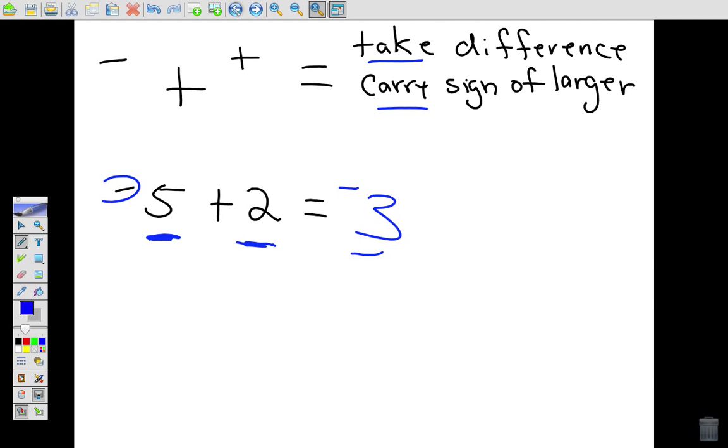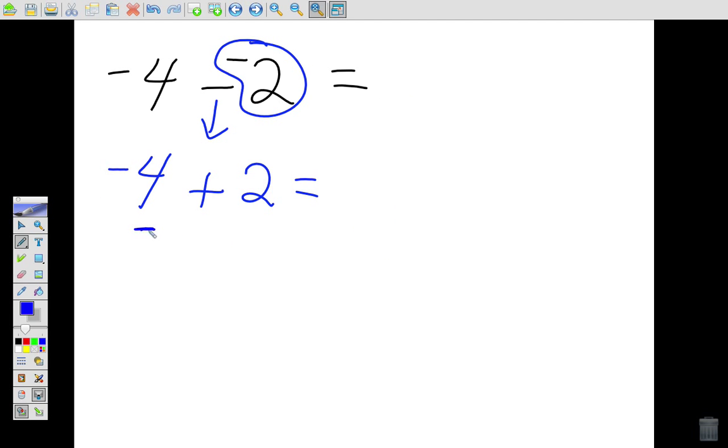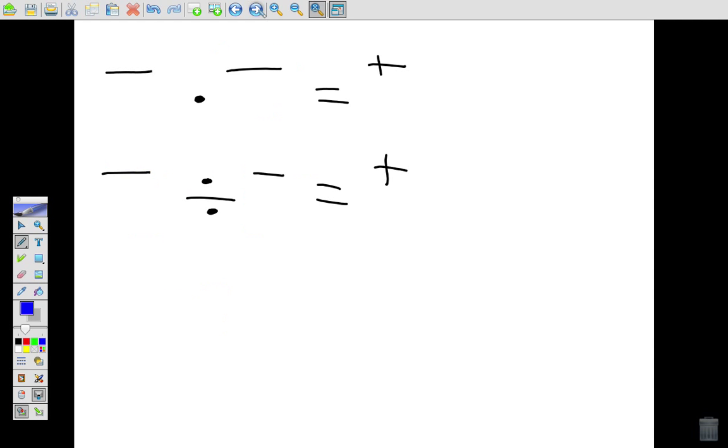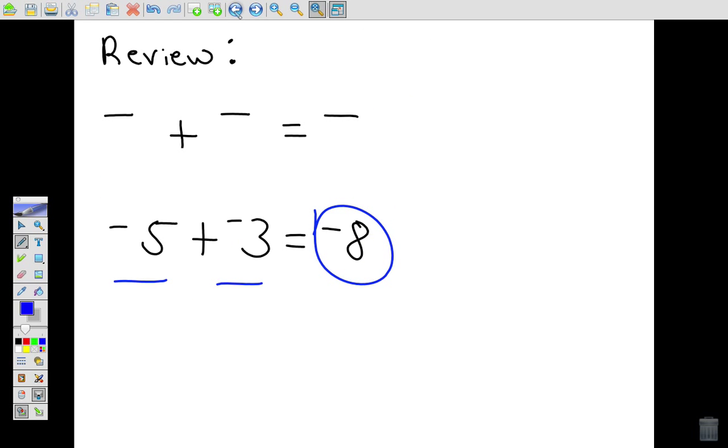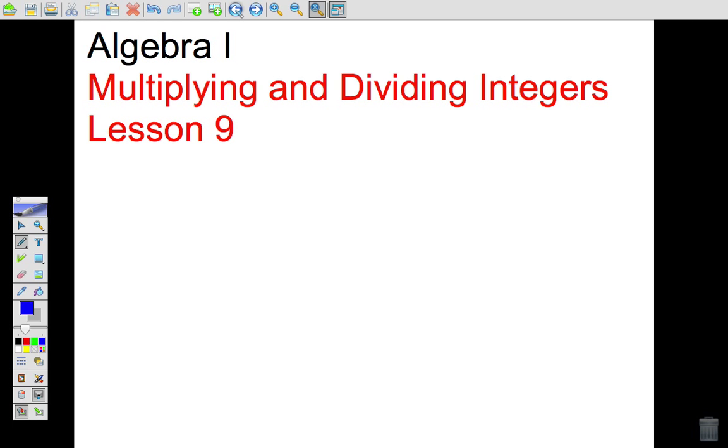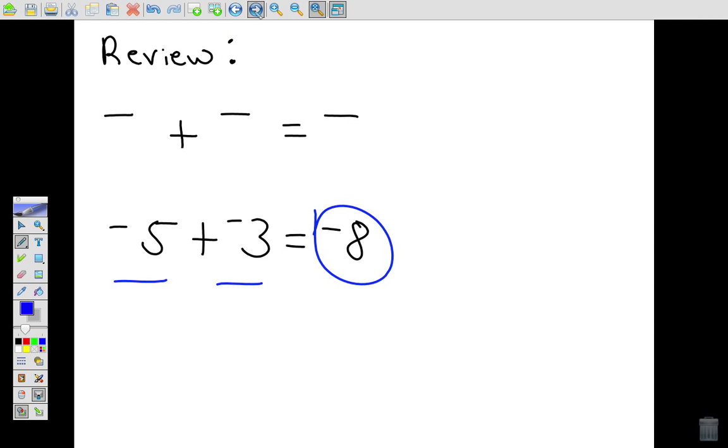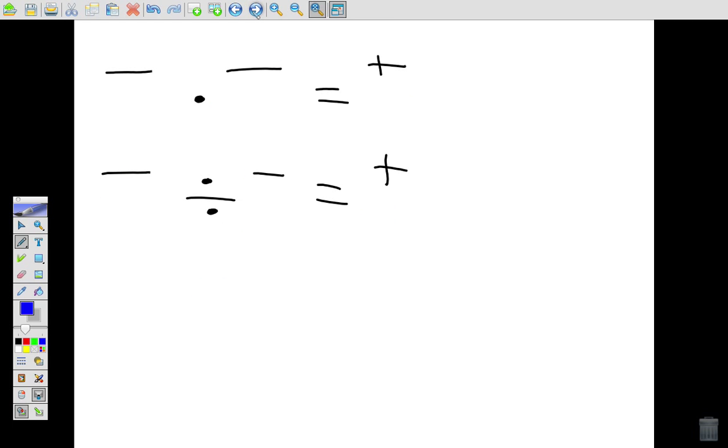Now we use our rule for addition when you're adding a negative and a positive. So take the difference between 4 and 2, which is 2, and it carries the sign of the bigger one. 4 is larger than 2, 4 is negative, so it's a negative 2. All right, now for the multiplying and dividing integers. Place this in your notes, and make sure you have labeled your notes as multiplying and dividing integers, Lesson 9. So right underneath that topic title, let's write down the two rules.